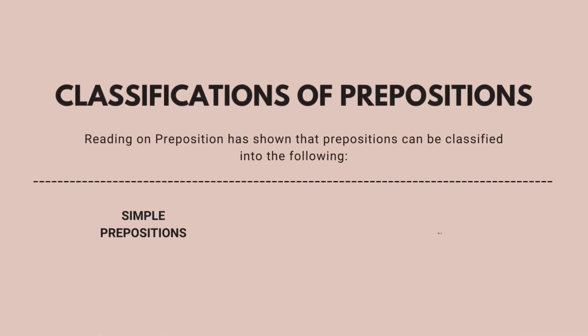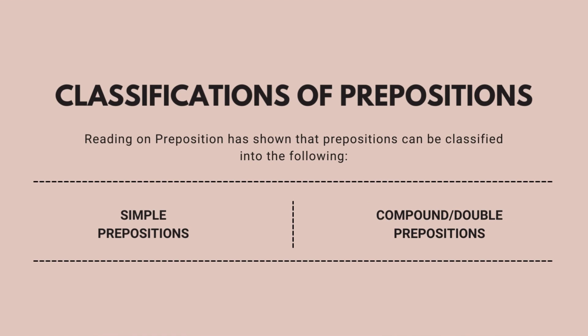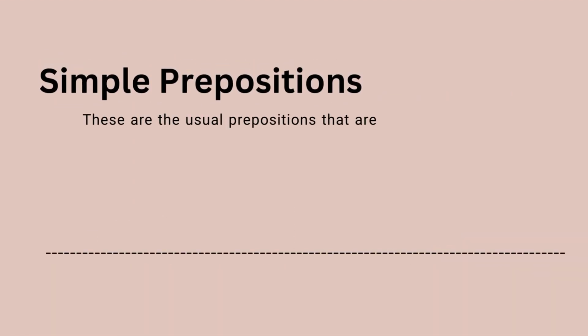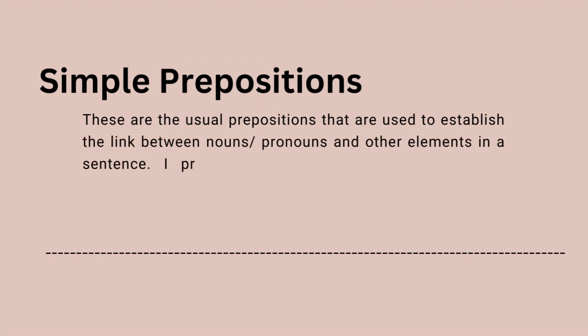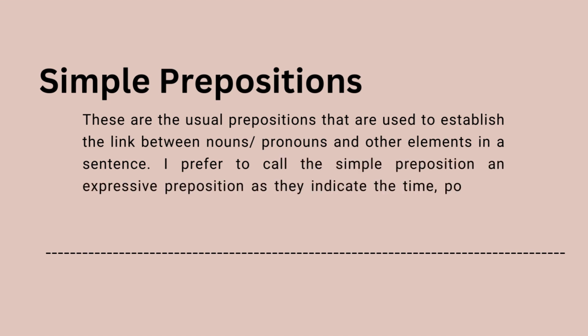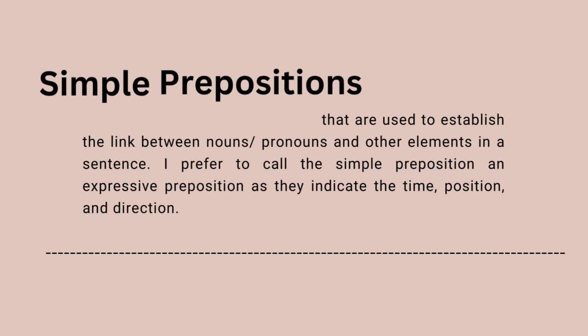Reading on prepositions has shown that prepositions can be classified into simple, or what I term expressive prepositions, and compound or double prepositions. The simple prepositions are the usual prepositions that are used to establish the link between nouns or pronouns and other elements in a sentence. They indicate the time, position, as I've explained earlier on. Examples of the simple prepositions are on, in, under, beside. You can guess the rest, right?